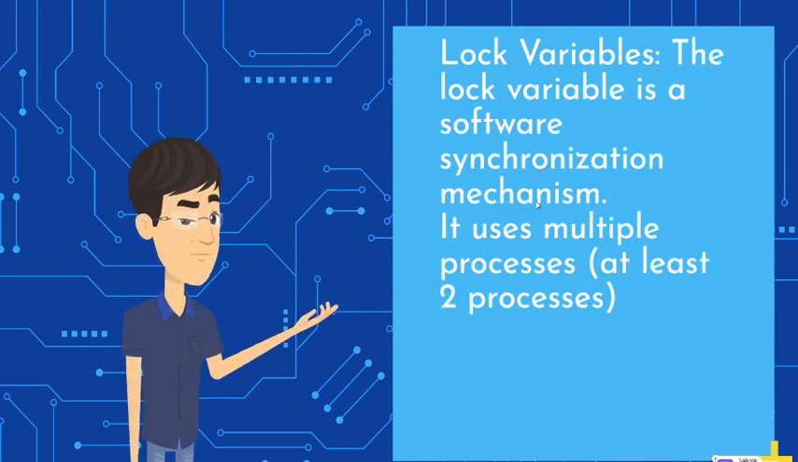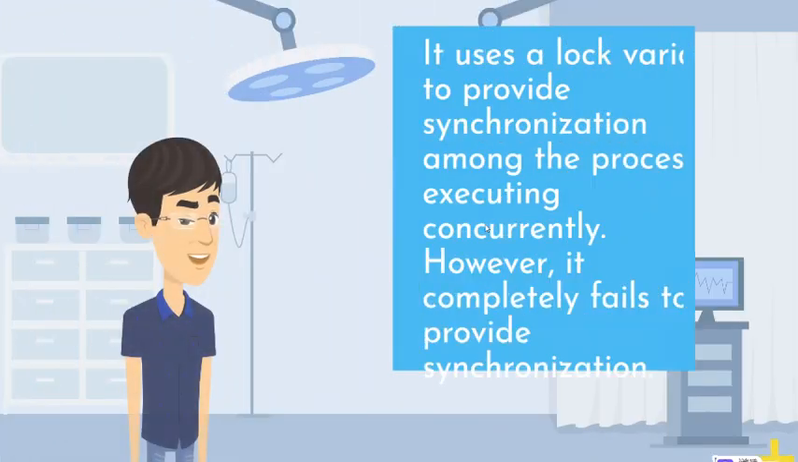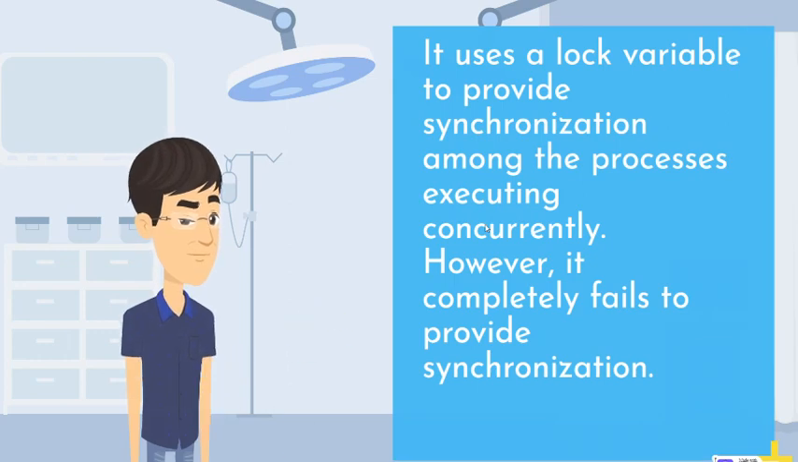Lock variables. The lock variable is a software synchronization mechanism. It uses multiple processes, at least two processes. It uses a lock variable to provide synchronization among the processes executing concurrently. However, it completely fails to provide synchronization.